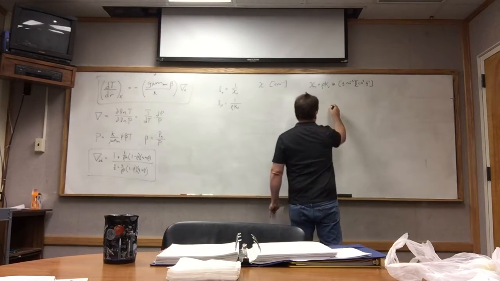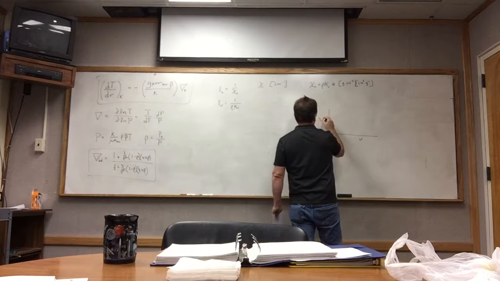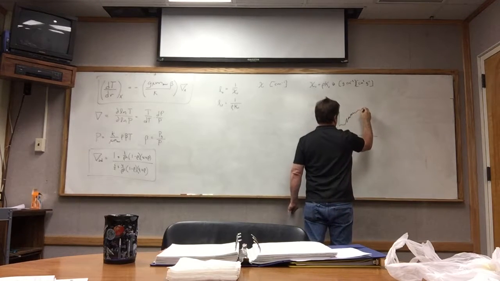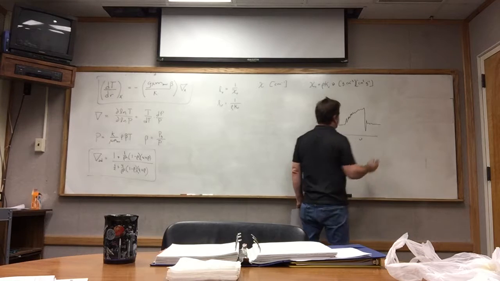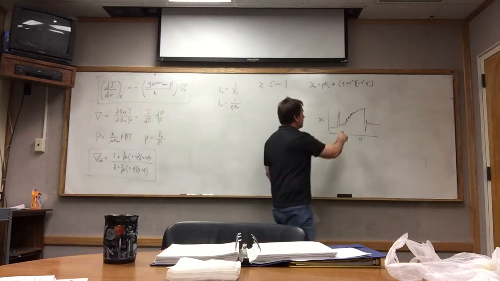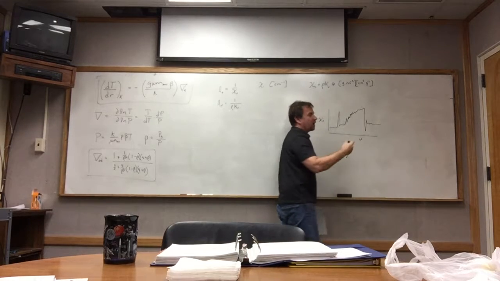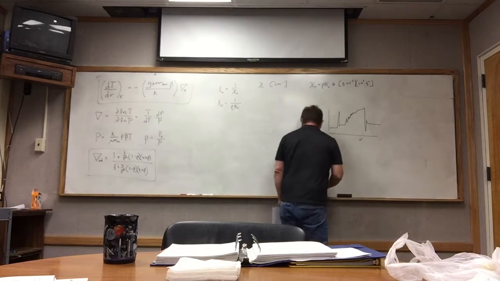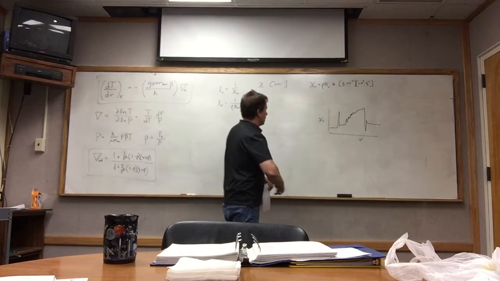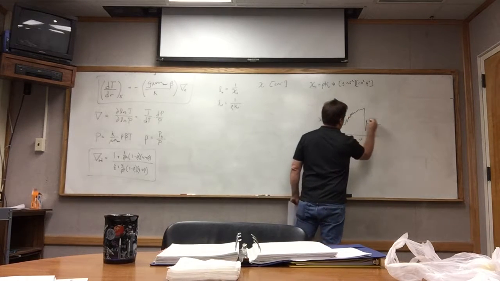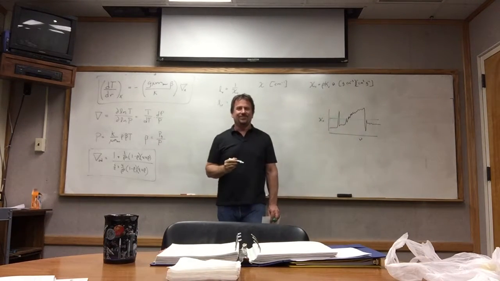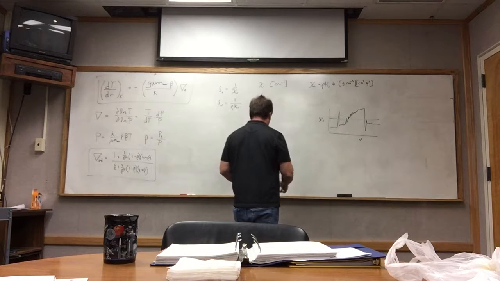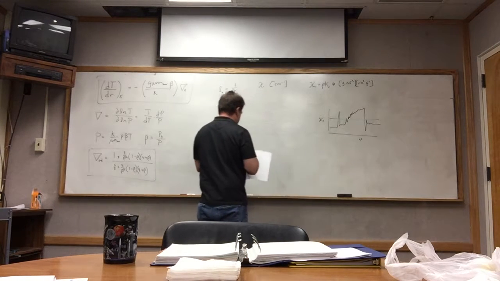Your opacity might be very, very peaked. It might look like, here's nu, and here's chi of nu, and it might really look something like this. This might be some ionization edge with some other edges from metal lines. This might be like the Lyman alpha cross section coming in. What we're going to do is find some function which is the average of all that. It's called the gray opacity. And there are ways to do it.